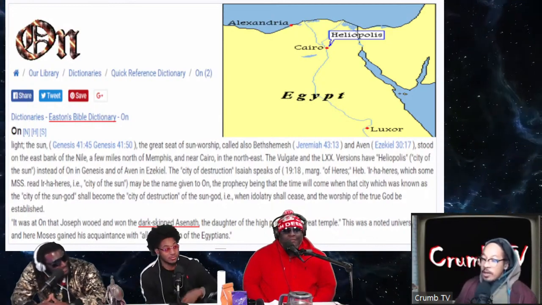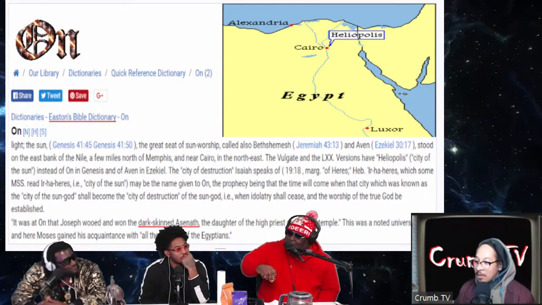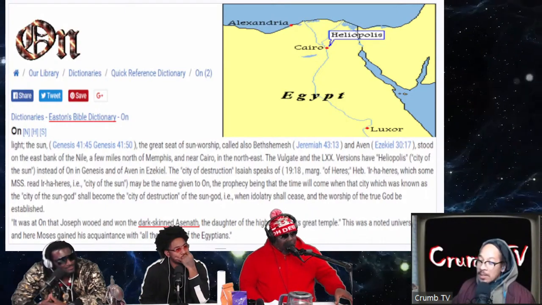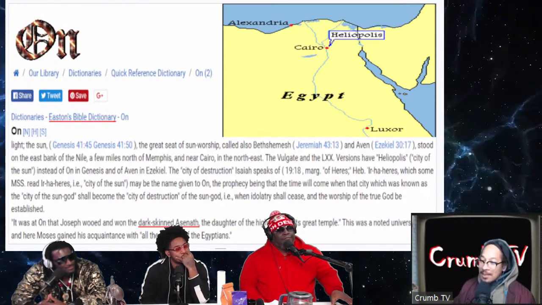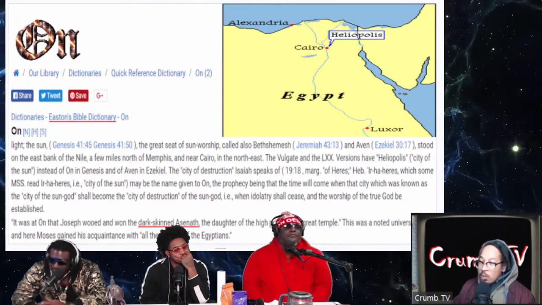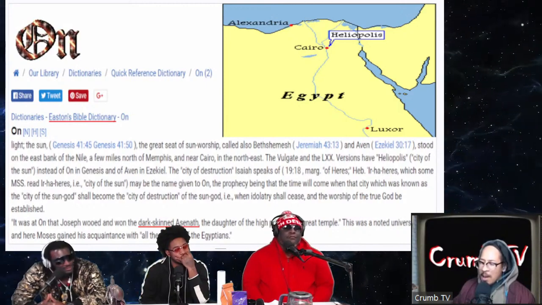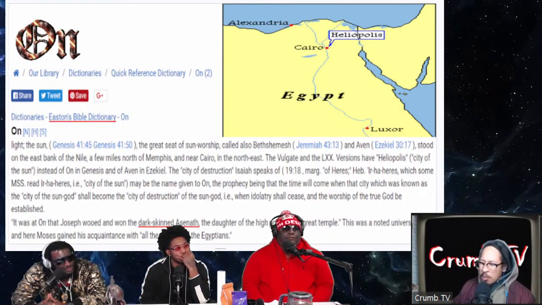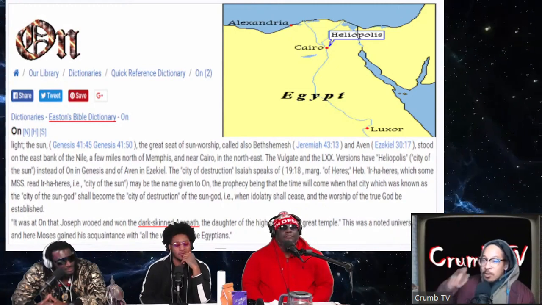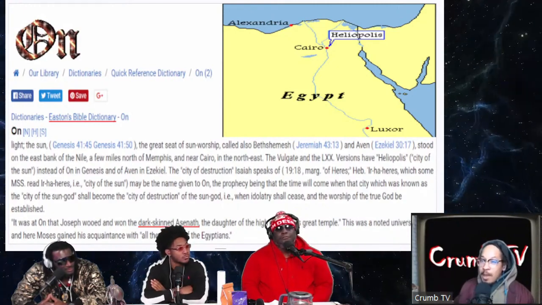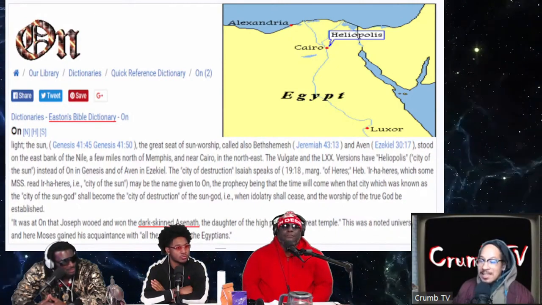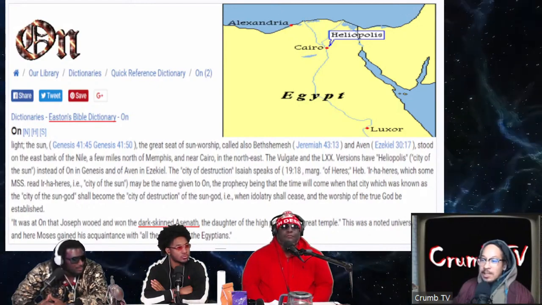This was a noted university town, and here Moses gained his acquaintance with all the wisdom of the Egyptians. It was said that Moses was learned in all the wisdom of the Egyptians. Moses went to On. When Socrates spoke to the oracle and said, "Who's the smartest man in the city?" She said, "If you're the smartest man in the room, you're in the wrong room, and Greece is the wrong room." And he had to go to the city of On. Everybody goes to the city of On.